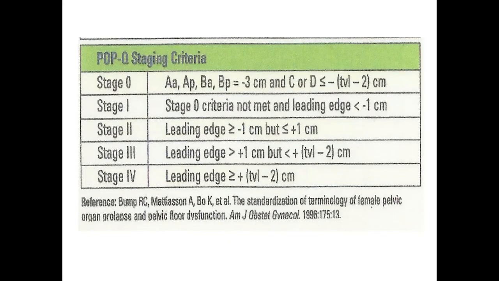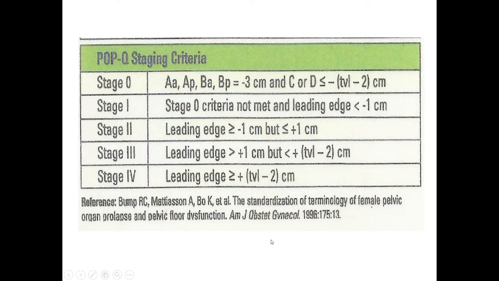Basing on these findings, we can stage the POPQ. Stage 0 is where there is no prolapse, that is Aa, Ap, Ba, Bp all are at minus 3 cm, and C or D are well above, at TVL minus 2 cm or above that. So it almost goes to the level of the ischial spine. Stage 1, the stage 0 criteria is not met and the leading edge is more than 1 cm above the hymen, but we can write it this way: less than minus 1 centimeter.